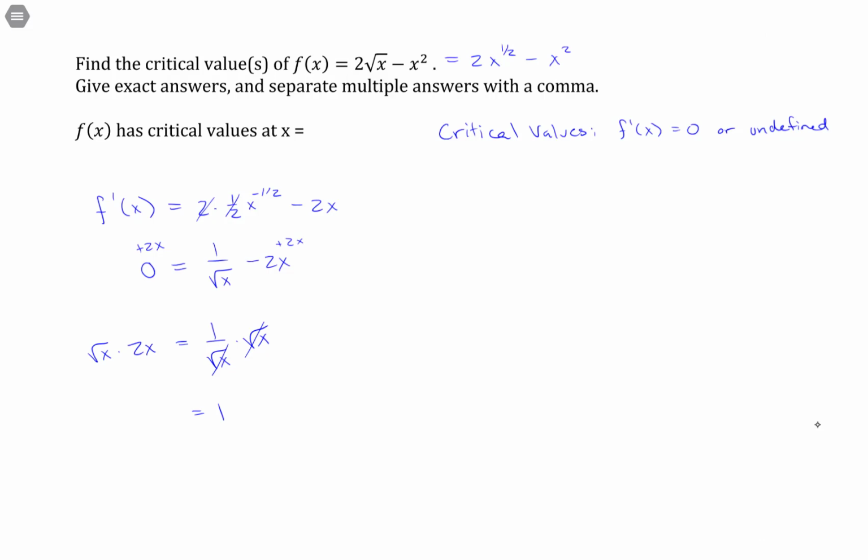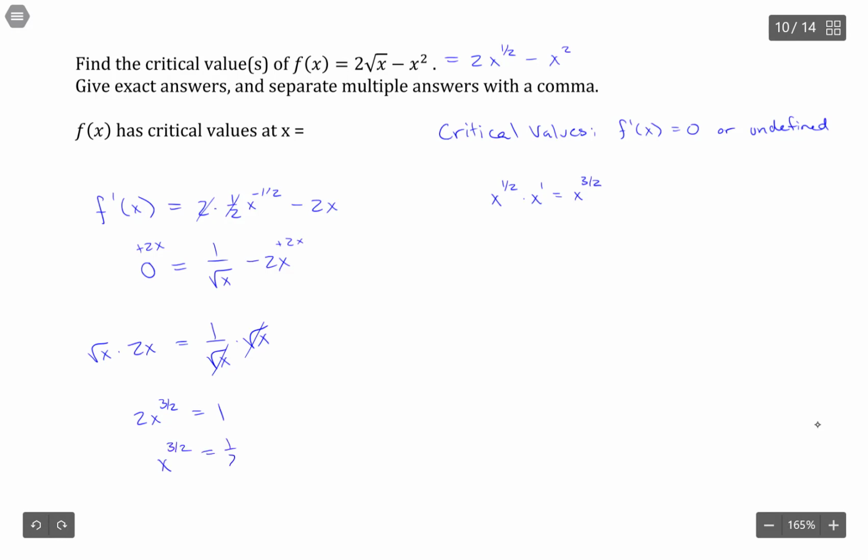Square root of x times x, those can combine. But the square root of x is, of course, x to the 1/2 times x to the first power, which gives me x to the 3/2. So 2x to the 3/2 power. If I divide both sides by 2, x to the 3/2 equals 1/2.